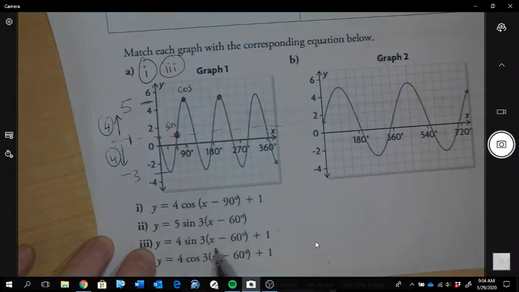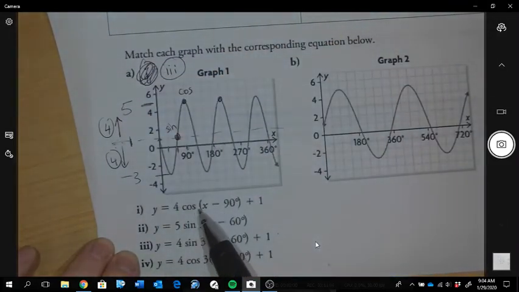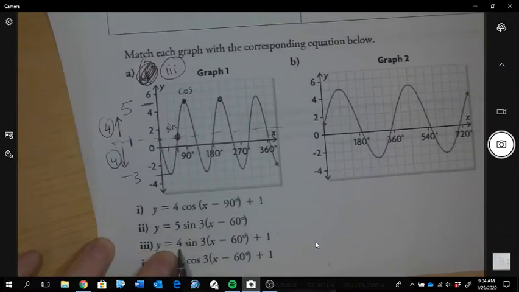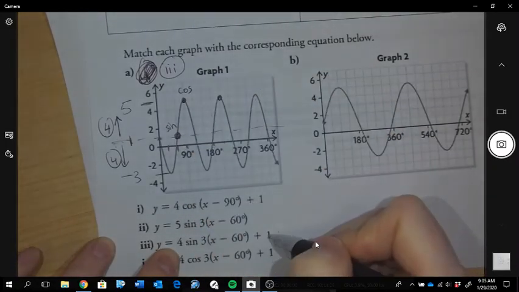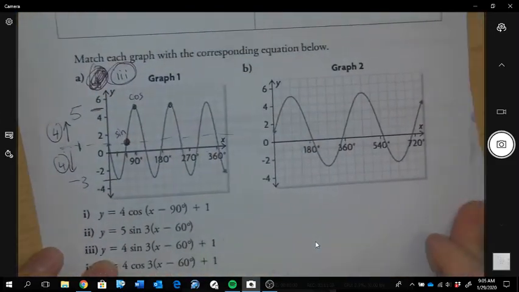We stretched 4, and, oh, you know what? It can't be number 1. Sorry, it can't be, because it is missing the compression. Yep, that's right. Can't be number 1. Missing the compression. And so, yes, number 3 is the only one that will work. Compress by 3 to make our period 120 degrees. We move the sine curve 60. Midline is up 1, and we stretch to 4. Okay, so that's graph 3.